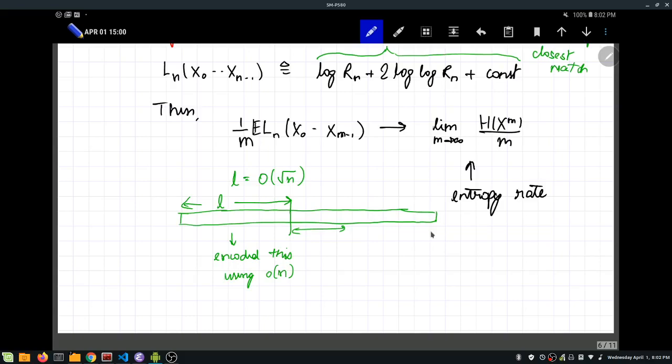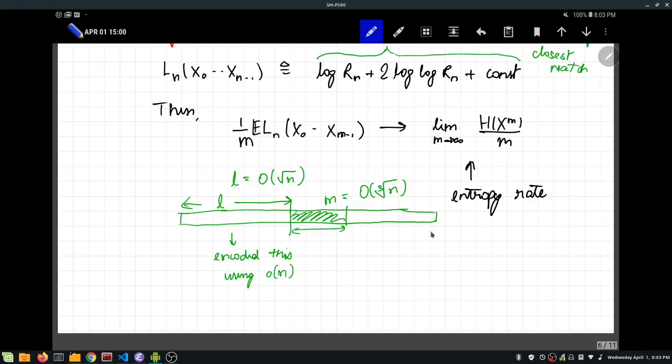From here onwards, what this lemma says is that you don't need to look too far behind. If I look at any phrase of length m, which is say of order cube root of n, then the expected number of bits... So let's look at any phrase which is of size order cube root of n.